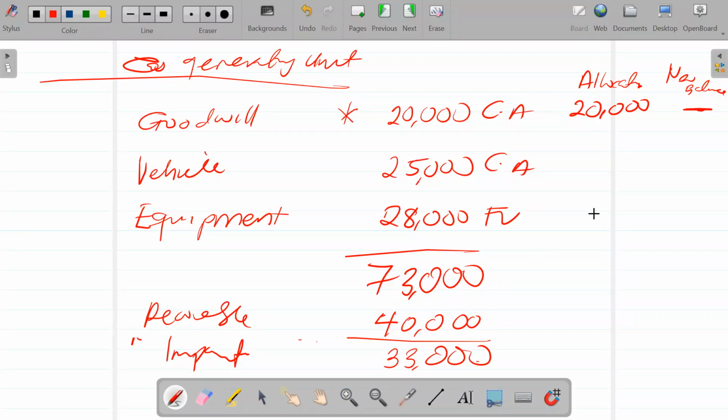Now, after taking the 20,000, how much will be left? It will be left with 13,000, isn't it? The impairment loss will be left with 13,000. Now, the 13,000 will be shared between these two assets. We are going to allocate between these two.